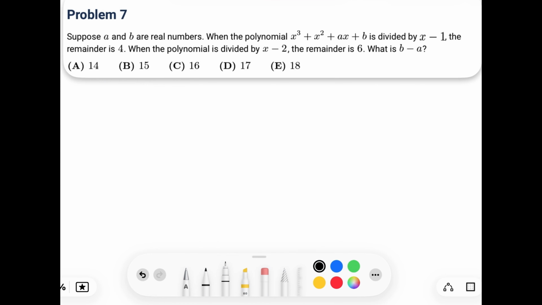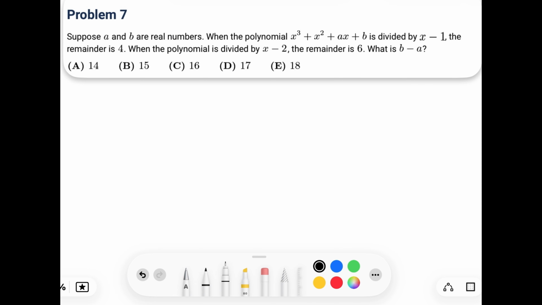Problem 7. Suppose A and B are real numbers. When the polynomial x cubed plus x squared plus ax plus b is divided by x minus 1, the remainder is 4. When the polynomial is divided by x minus 2, the remainder is 6. What is b minus a? So for this problem, we will start by doing long division, since it already says so.